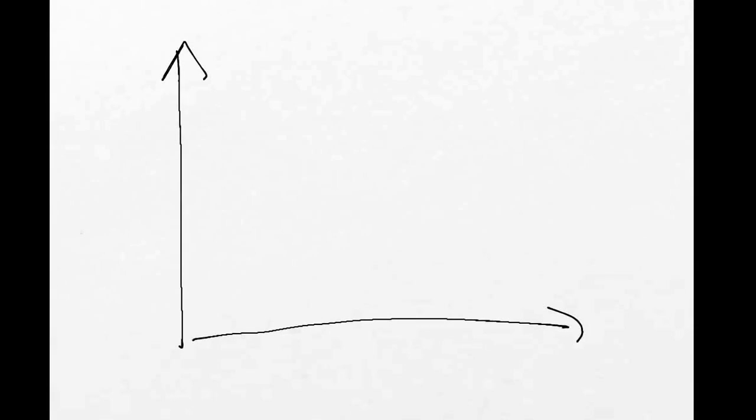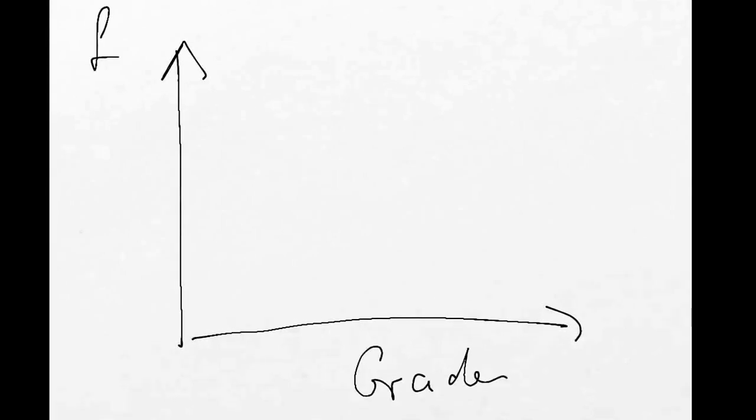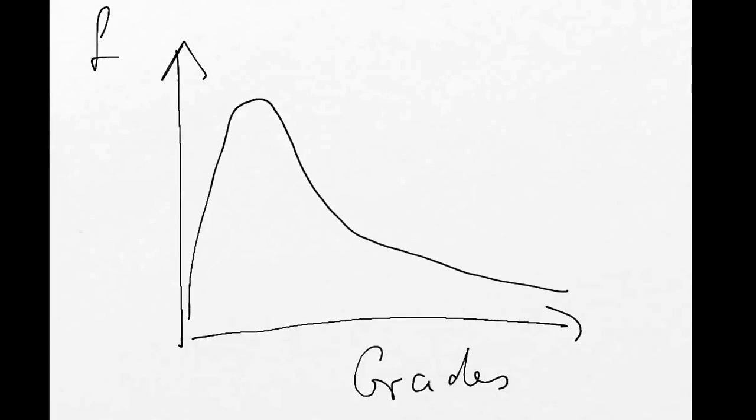If I make the test too hard, what would I get? I would get probably a lot of people failing, and only a few people getting good grades. What you see here is what is called the skewness of a distribution. And I want to point out that there is no R, no letter R in the word skew.